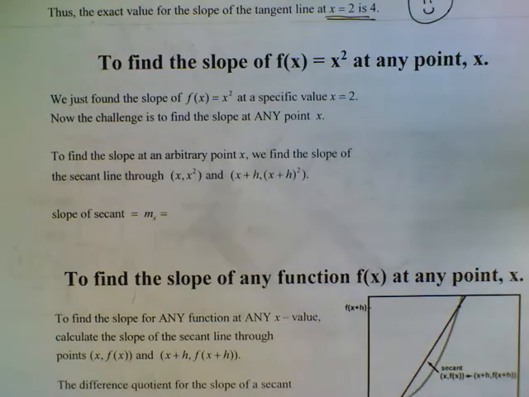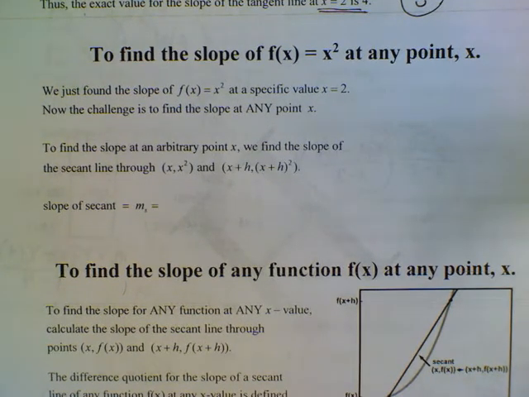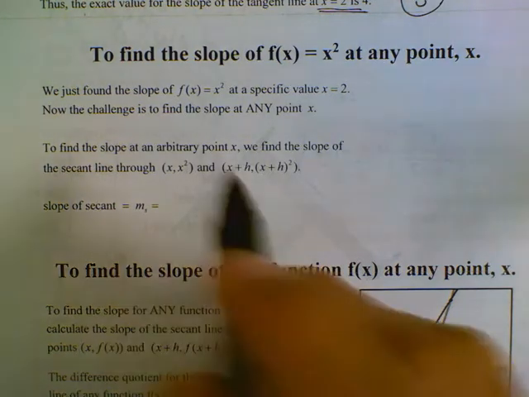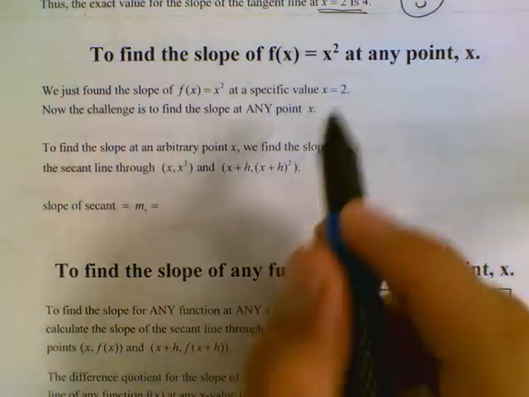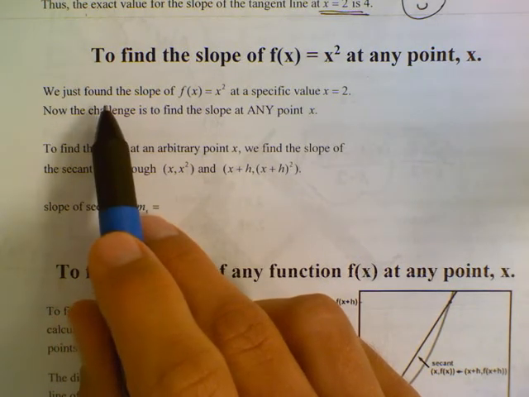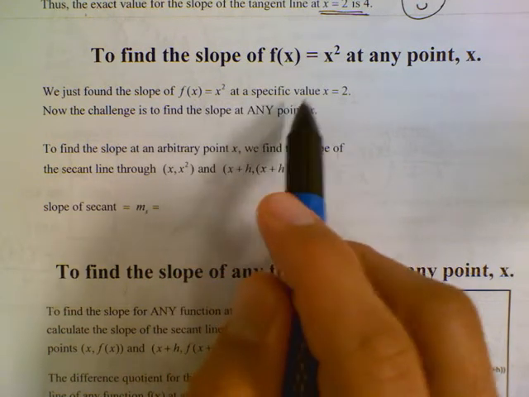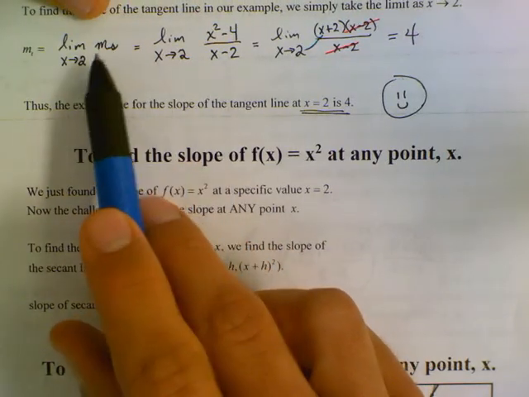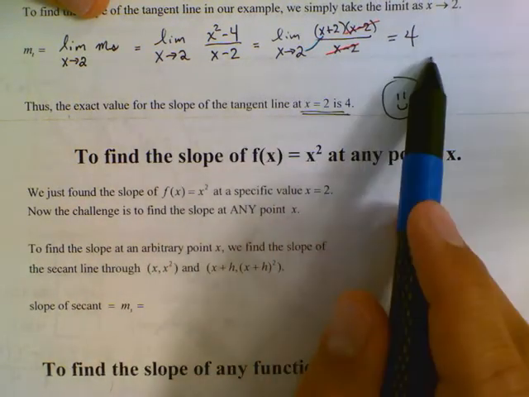So in this video, we are trying to find the slope of f of x equals x squared at any point x. And then we're going to generalize that to find the slope of any function f of x, so not just x squared. Let's take a minute and read through this. We just found the slope of f of x equals x squared in a previous video at the specific value x equals 2. We did that by finding the limit of the secant equation as x approaches 2, and we found that it was 4.